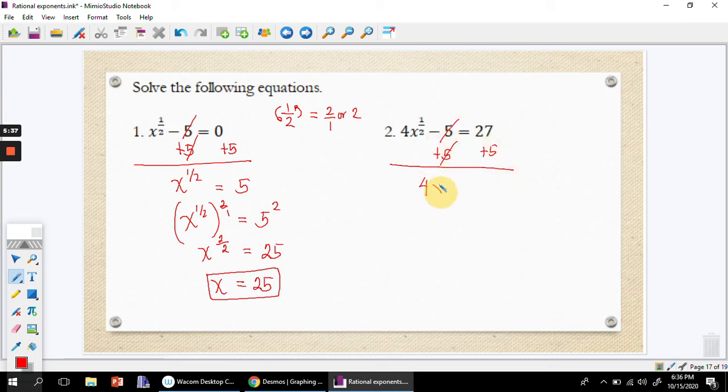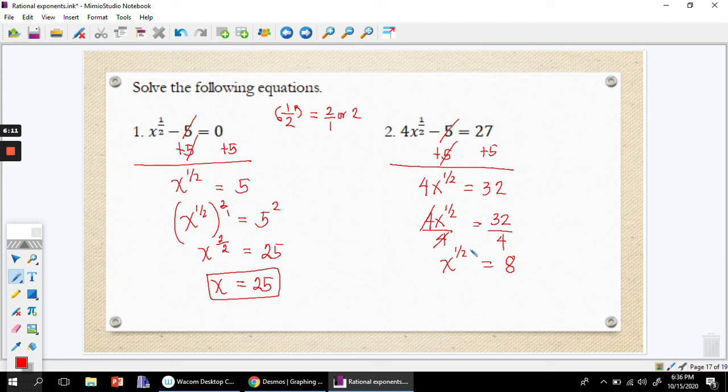Right, so we have 4x raised to 1/2 is equal to 32. And then eliminate 4, since this is multiplication. The opposite of multiplication is division, so we are going to divide 4x raised to 1/2 by 4, and you are going to do that also on the right side. So 32 divided by 4, this becomes 1, right? So 1x raised to 1/2, or x raised to 1/2, is equal to 32 divided by 4 is 8, right?